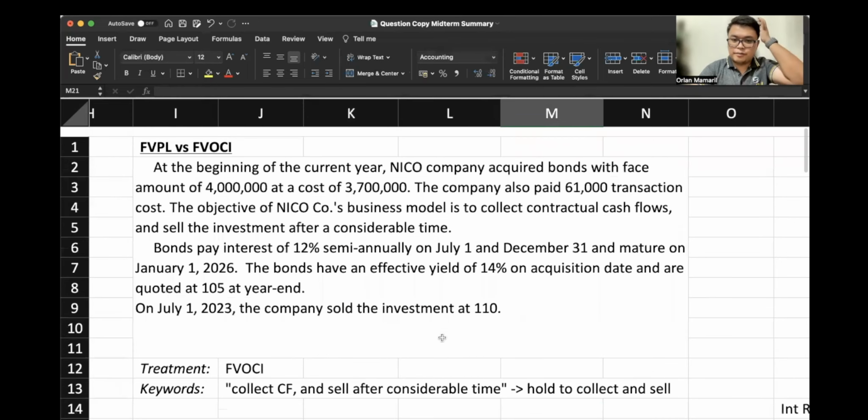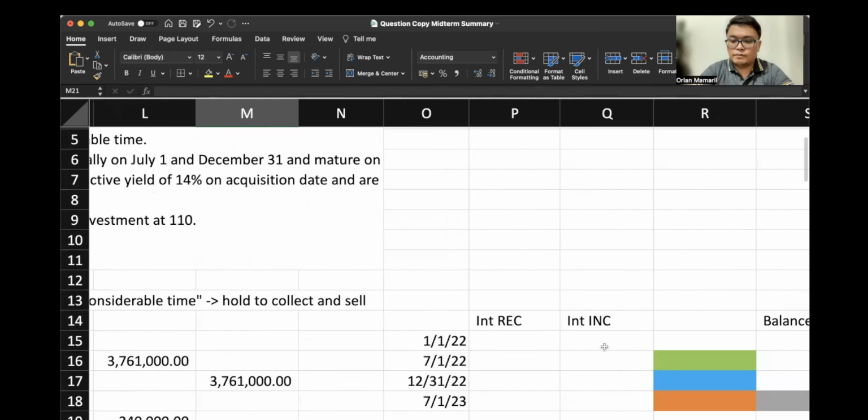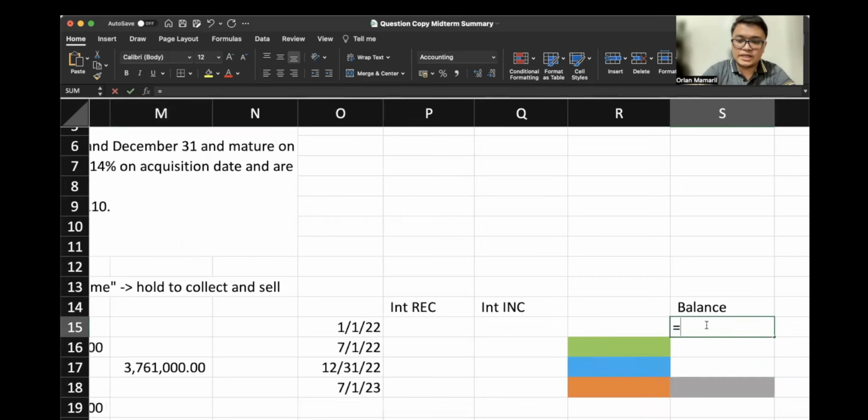However, there's a catch here. Since we are now classifying our investment at FVOCI, we are accounting for the interest income based on the effective interest rate method. So we need to prepare an amortization table to guide us. Even if it's not required in the problem, I encourage you whenever you encounter this kind of investments, especially if it's FVOCI or amortized cost, you must prepare an amortization table so you won't be confused. So our initial balance is 3,761.